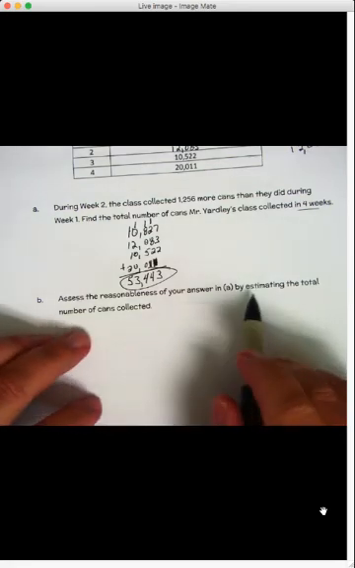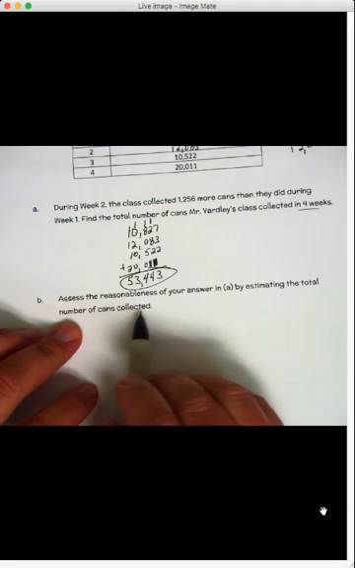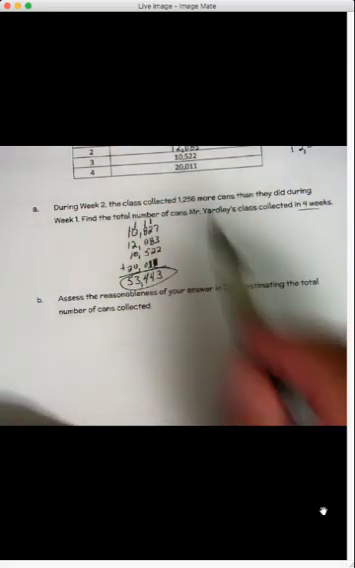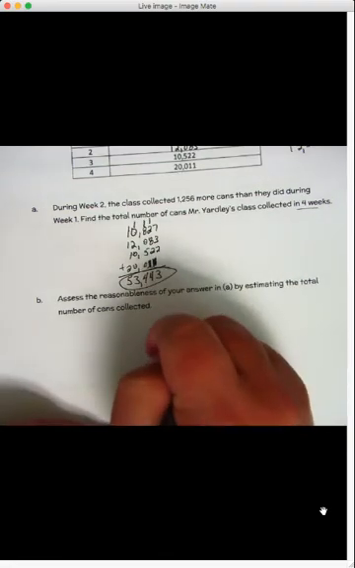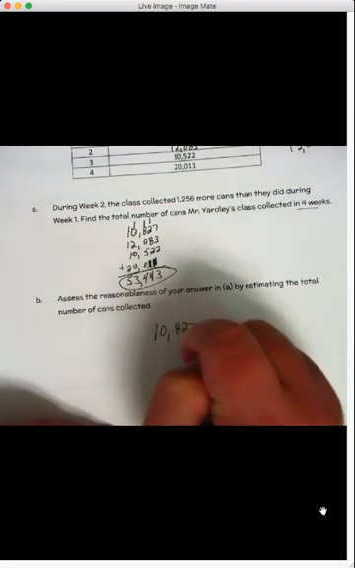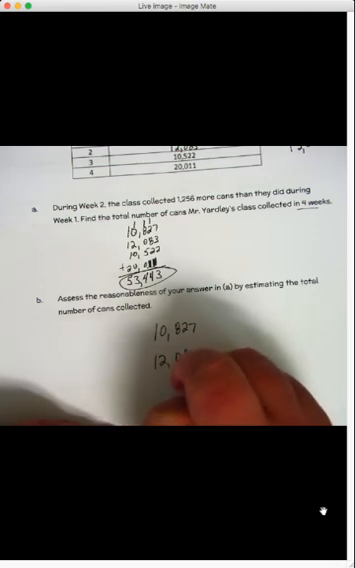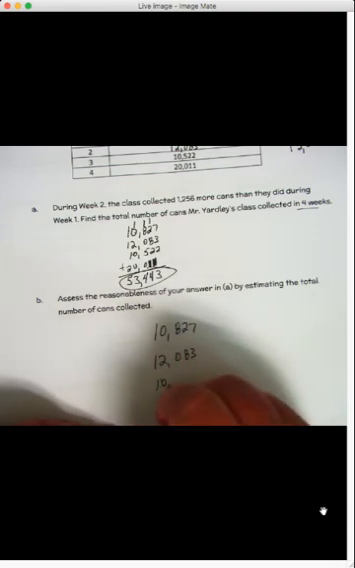Okay, so we've got to estimate the total number of cans collected. Does it tell us exactly what to round and everything? It doesn't, does it? So it just says assess the reasonableness of your answer in A, which is this, by estimating the total number of cans collected. So let's just take these. What place do you think? Let's just pick the thousands place. So let's write the exact numbers over here. Kind of letting us pick our own place we're going to round it to this time.